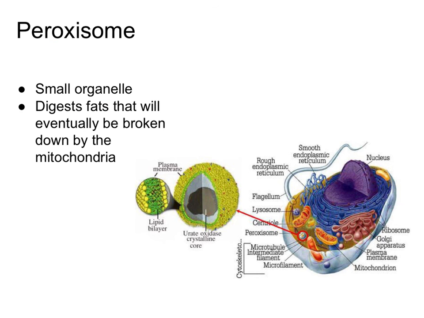A peroxisome is another small organelle, and peroxisomes specifically digest fats that will eventually be broken down by the mitochondria. Mitochondria need sugars as their raw material, and so if there's some fat that needs to be used for energy, it will need to be converted to sugars first, and it needs to be broken down. So peroxisomes can break down fats so that they can be converted to sugars and then used by the mitochondria.